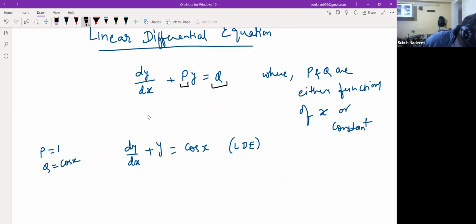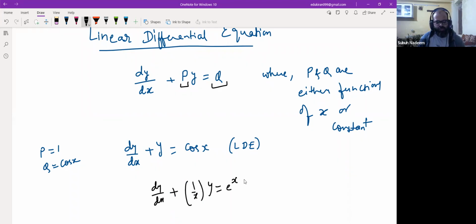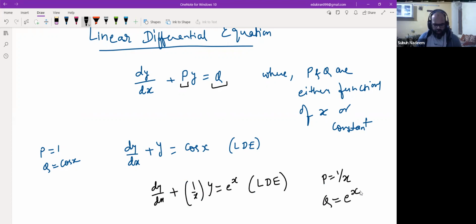Next example could be like dy by dx plus 1 by x y is equal to e to the power x. So this is also a linear differential equation. Here you can see p is 1 by x, which is a function of x, and q is e to the power x.